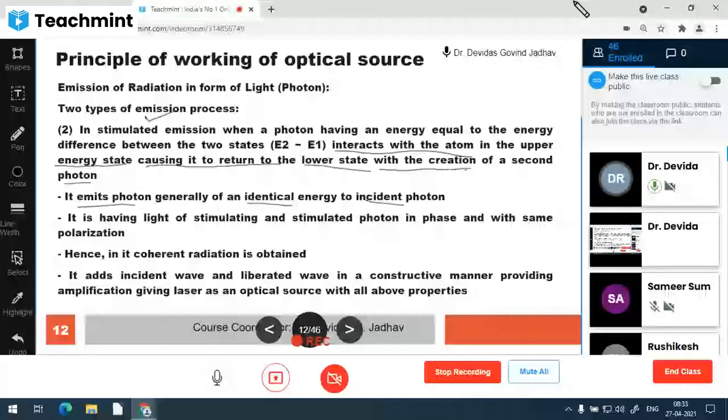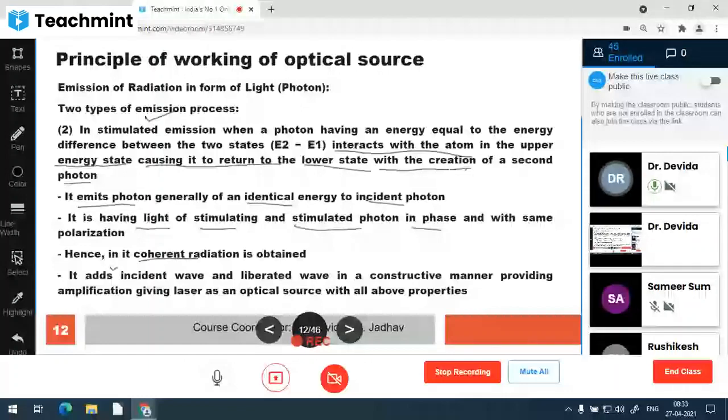Now the stimulating photon is the external photon, and the stimulated photon is the radiated photon. Now instead of a single interacting photon, it has become two photons. Now the light of the stimulated photon is in phase. So it is coherent. The light is in phase, so this is coherent radiation.